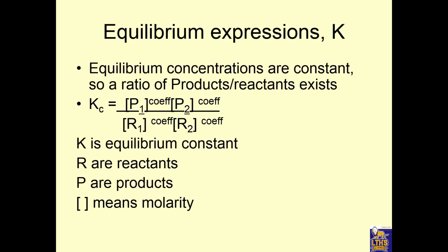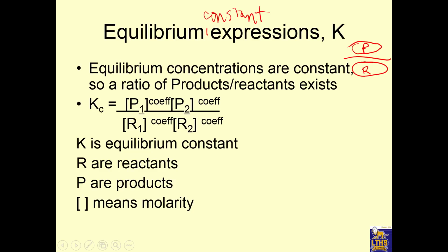Okay? So we can quantify this by doing what's called an equilibrium constant expression. Equilibrium expressions, I'm going to write the word constant in here, okay? Because when I say it, write an equilibrium constant expression means write a K. So how do you do that? Well, since the amounts in the container don't look like they're changing, you can take a ratio of the amounts of products to the amounts of reactants.